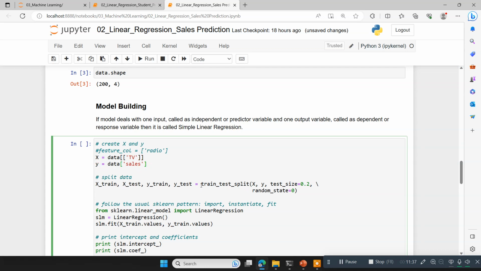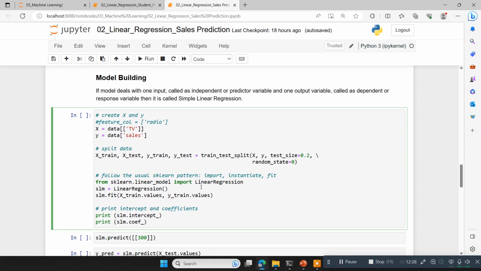And then train test splitting X and Y into four parts: X train, X test, Y train, Y test. The test size is 0.2, 20%. Random state you mentioned 0 here. Random state 0 means the rows are accessed in sequence. If you give some random value, that means reproducibility, and the model will be getting random rows.